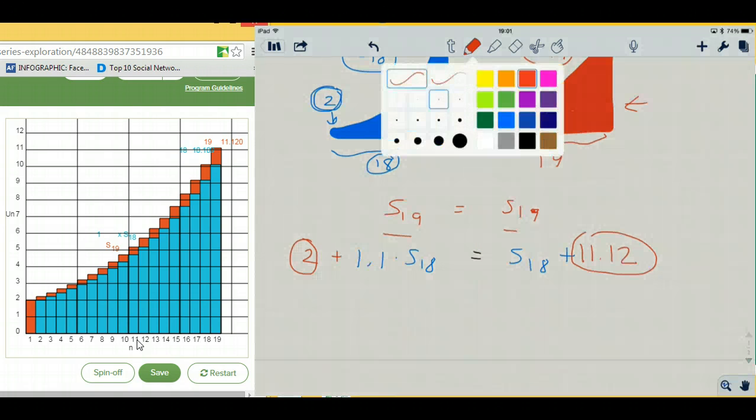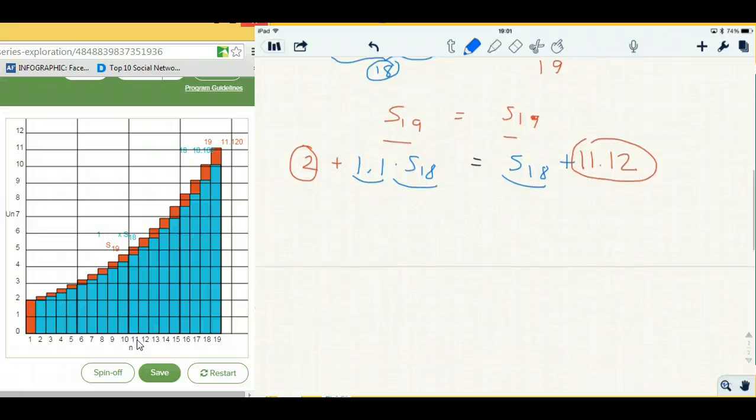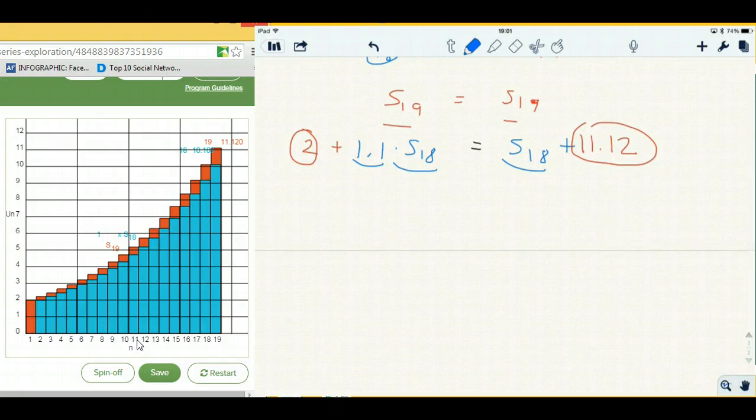And in this case, we have S18 times 1.1, and here we just have S18 by itself. So those are two ways of expressing S19 using S18. S18 is the blue curve, S19 is the red curve, the area, right? Okay, now that we have this, do you see how we only have one variable and everything else is known?